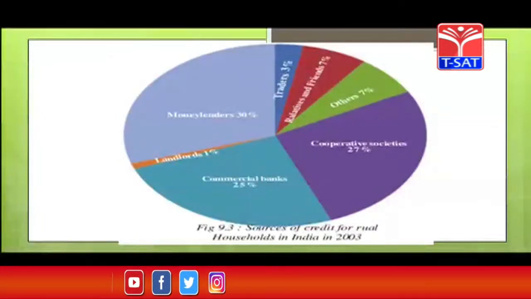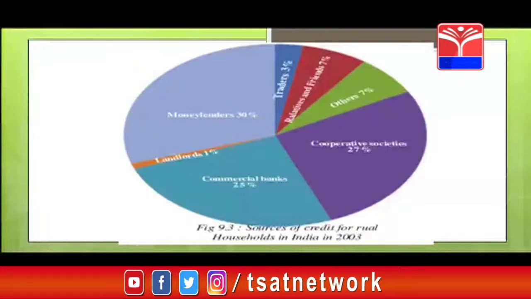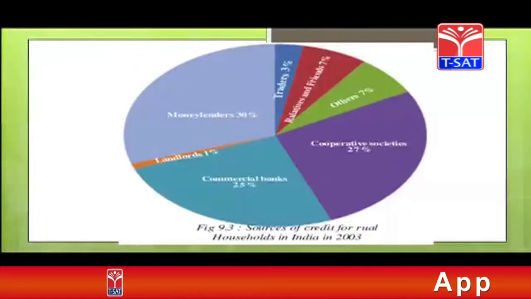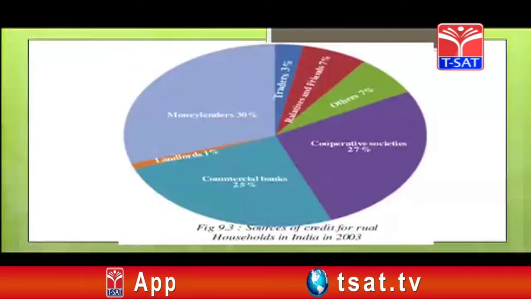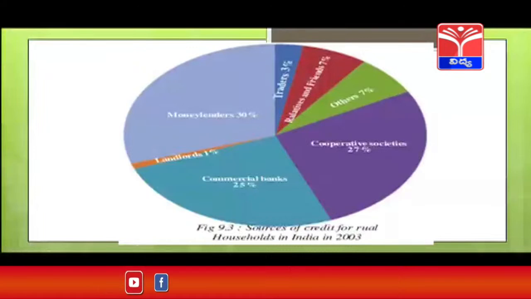In India, commercial banks and other banks are giving only 25%, and cooperative banks are giving 27%, whereas moneylenders are lending more than 40%.